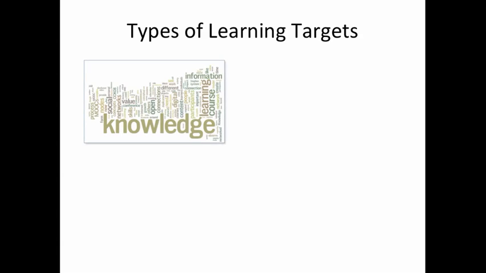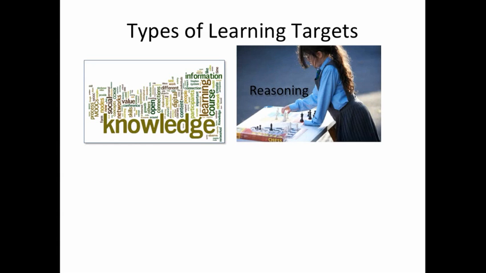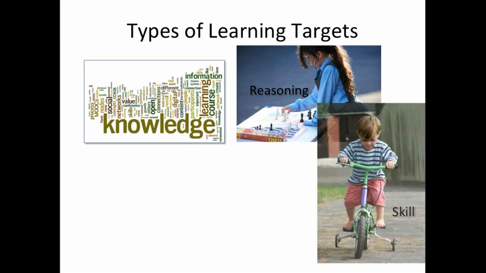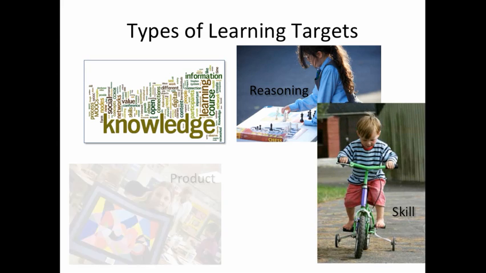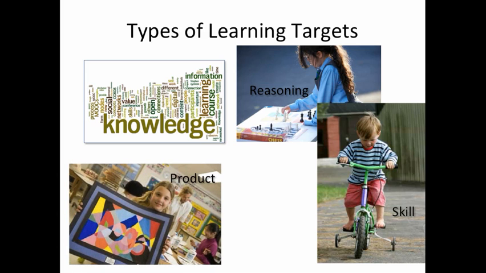So there are several types of learning targets. One is knowledge and understanding. This is the basic level, to know something. The next level is reasoning, that is taking knowledge and being able to analyze it or synthesize it, to compare and contrast it, to create more knowledge and understanding. A skill is the application of this knowledge and reasoning, and a product is a special application, using a skill to create something.